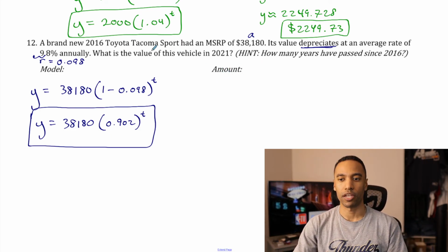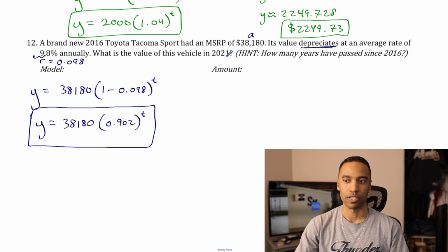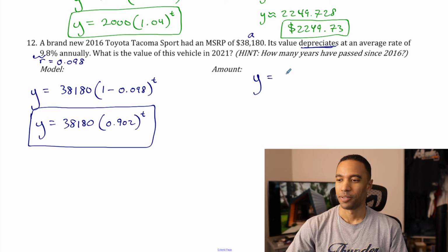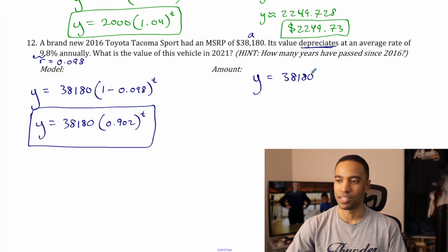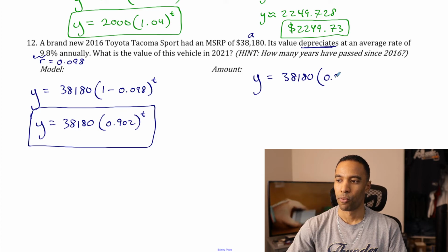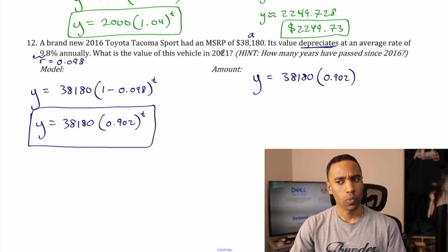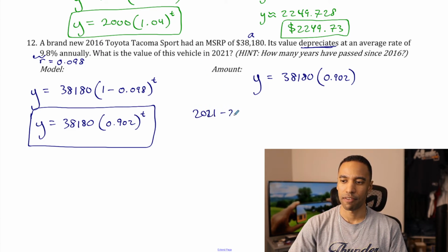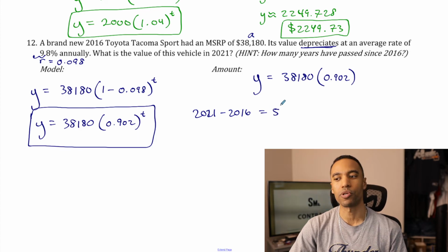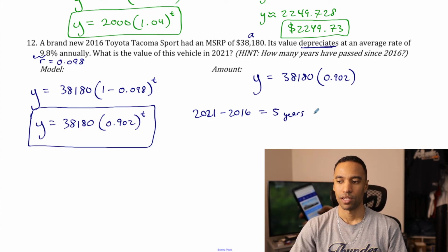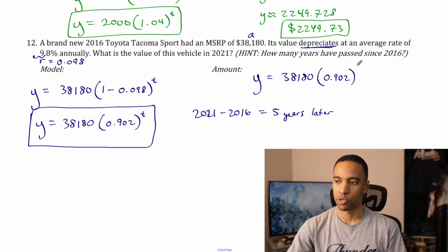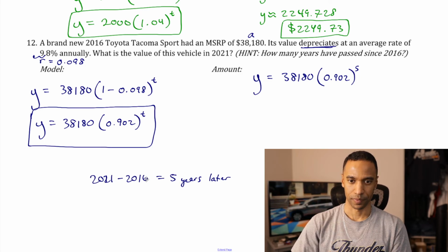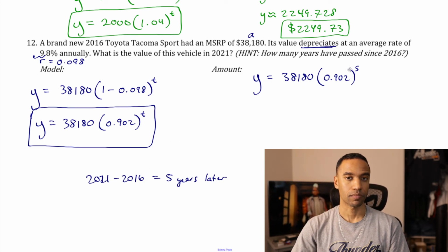So now we're going to figure out what the value was in 2021, without looking it up. So we do 38180 times 0.902. Was it the 2020 first power? No, 2021 is how many years after 2016? I know you know the answer, but you subtract. It's 5 years later. So we are going to substitute 5 in for t in this model.